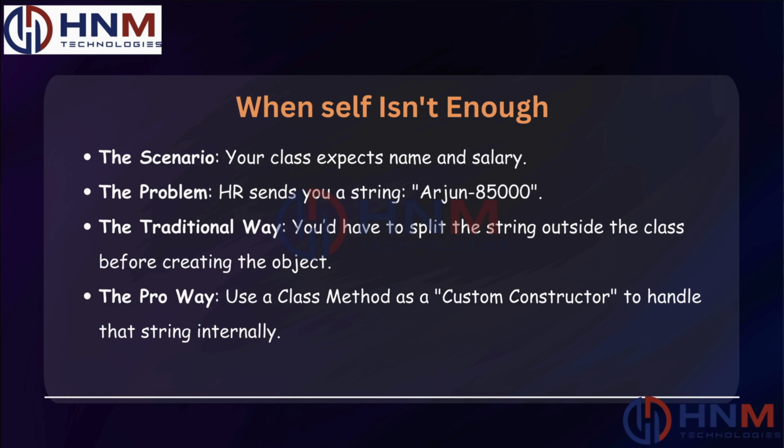Let's imagine you are building an HR system for a company, any company you can take. You have an employee class, right? And normally you create an employee by passing their name and salary. But what if the HR department hands you a massive text file where the data is formatted as a single string, like Arjun 85,000, n number of names and their salaries? There's only a text format, so all the data is in a string. How do you do this? For this, we can build an alternative constructor using a class method to handle this.